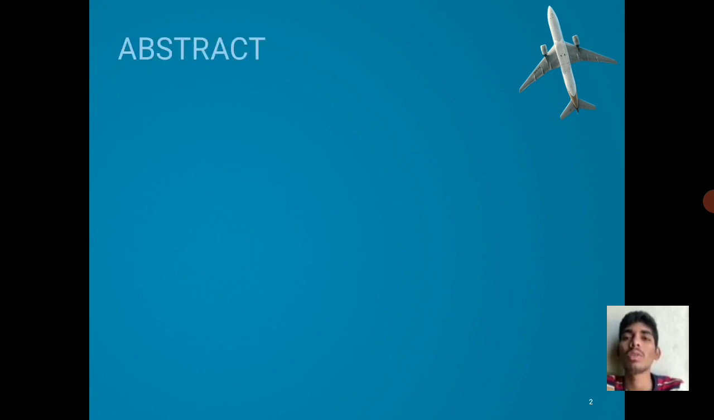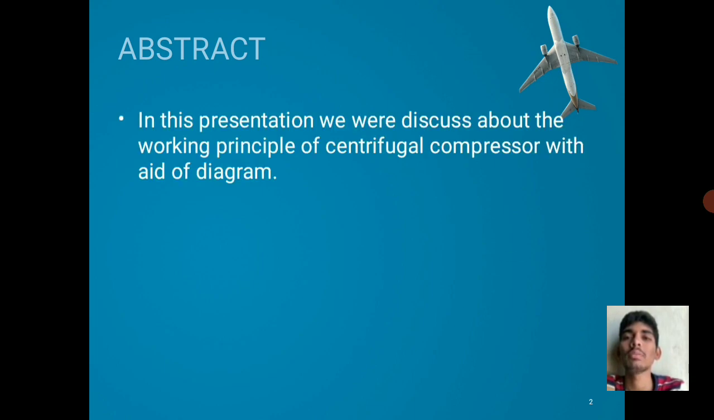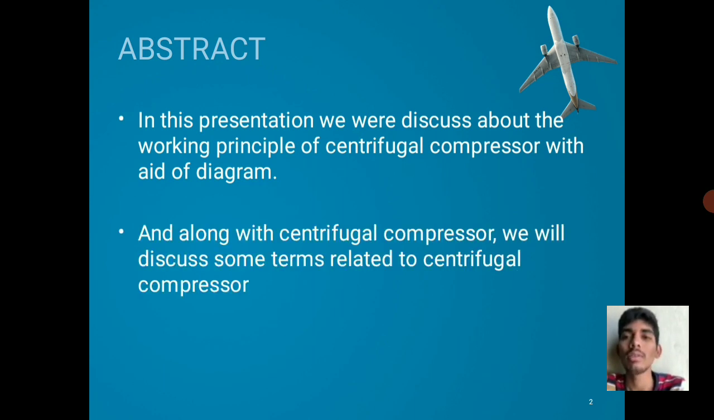And now let us come into the topic, the abstract. In this presentation, we will discuss the working principle of the centrifugal compressor with the aid of diagrams. Along with the centrifugal compressor, we will discuss some terms related to it so that we can understand the working principle easily and accurately. So let's get into the topic.